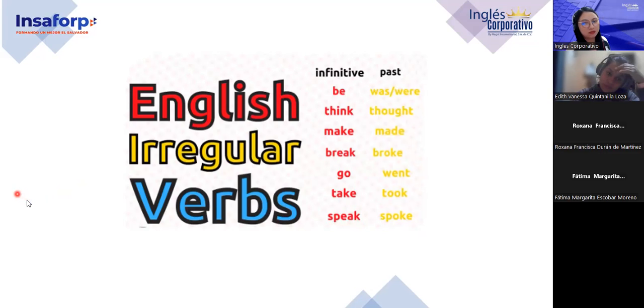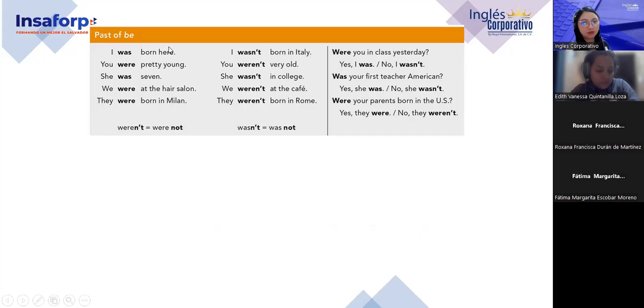Pero agarramos solo uno, el verbo to be. Y le vamos a agregar el qué? WH words. ¿Para qué me va a servir esta información? Tal vez para obtener información básica, personal. La primera que practicábamos es esta. Where were you born? La respuesta es, I was born here. O pueden ser más específicos. I was born in El Salvador.